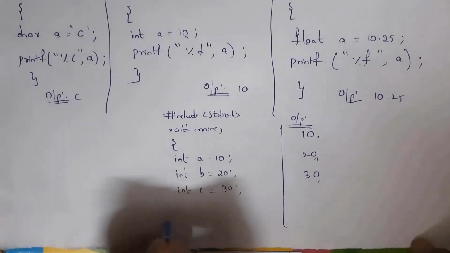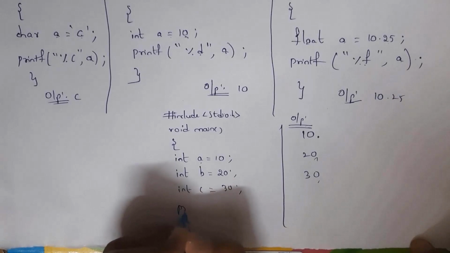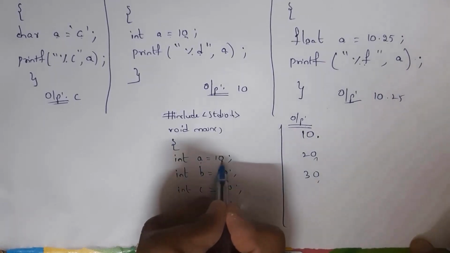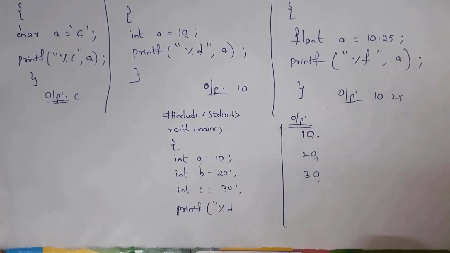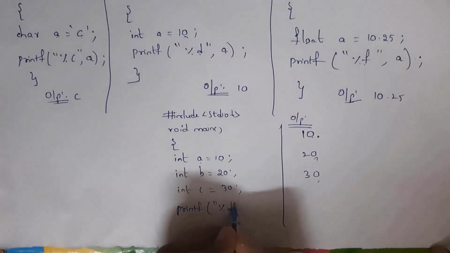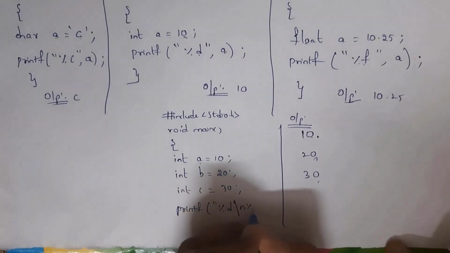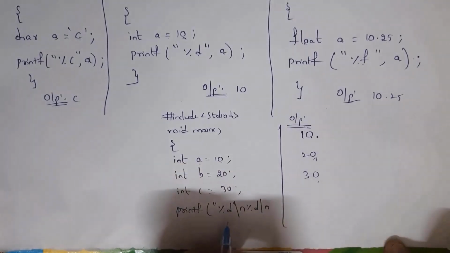Now I want to print these 3 values as my output. So I am taking a printf %d, because this 10 is an integer value. So I am taking here %d. 10 will be printed on the first line and 20 will be printed on the second line. So I need to use here \n and next %d and next %d\n. Total there are 3 integer values.